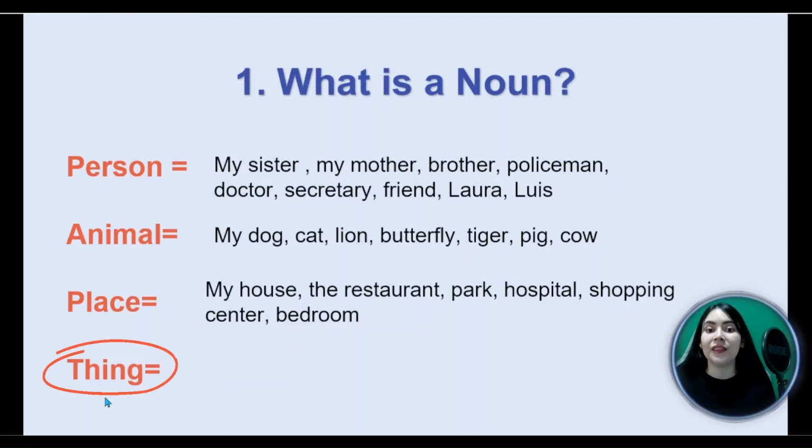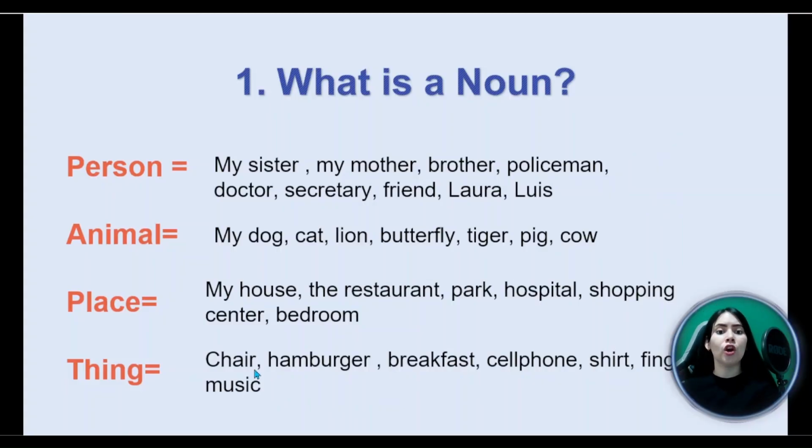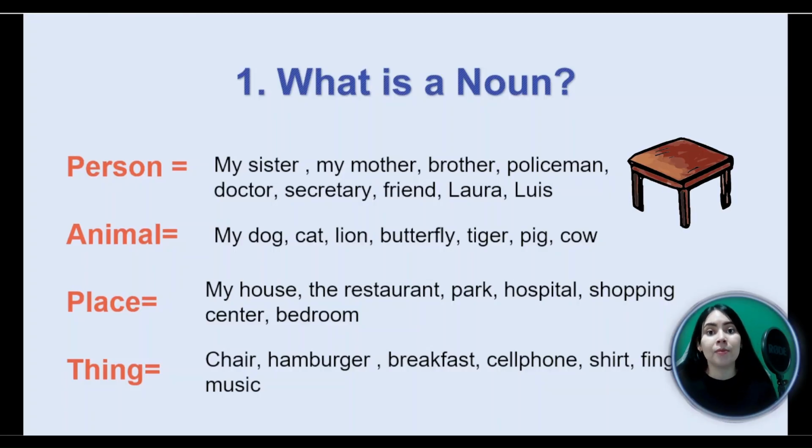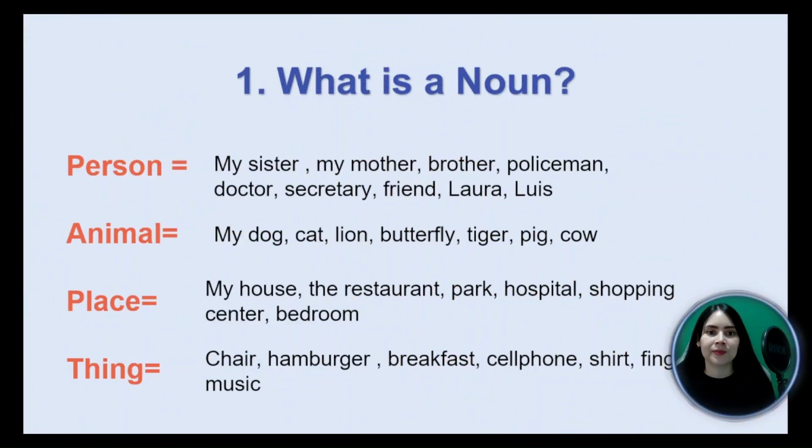The last is thing or things. In this category, we have many options. Sure, we can mention objects, chair, table, computer, cell phone. We can mention food, hamburger, breakfast, juice, shirt, clothes, parts of the body, finger.